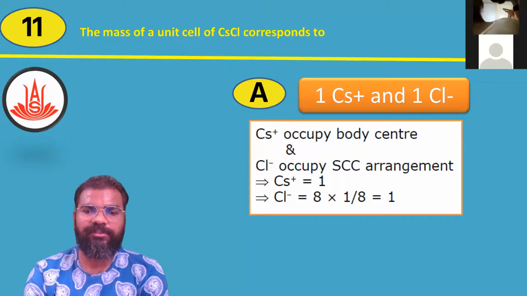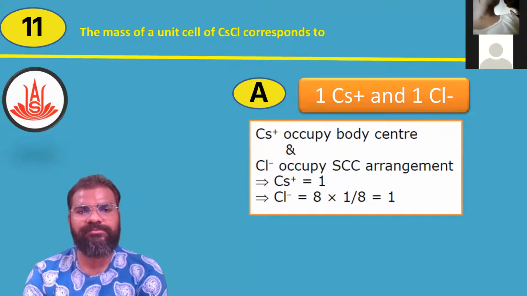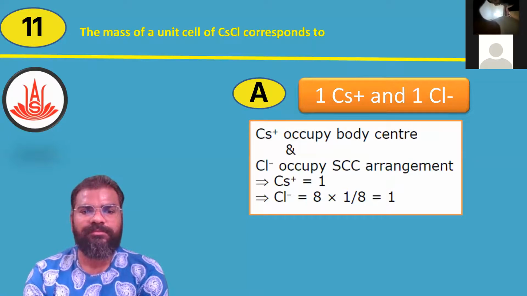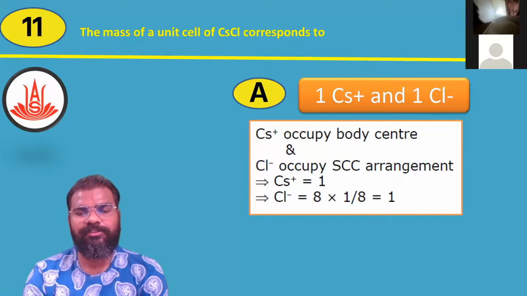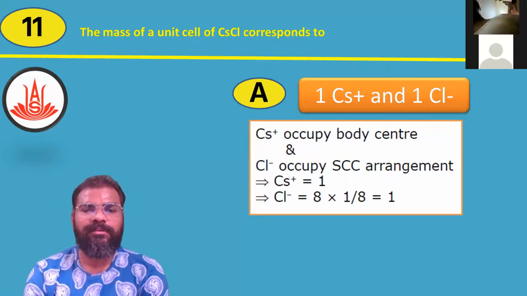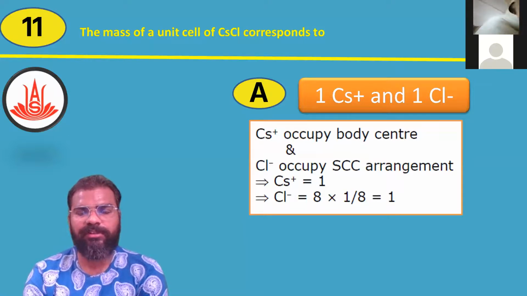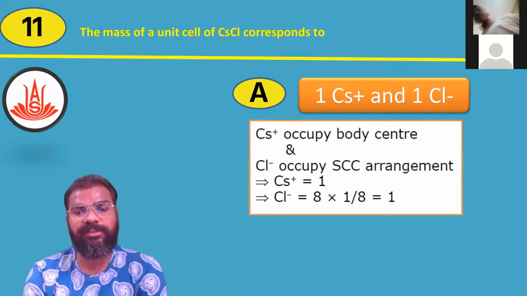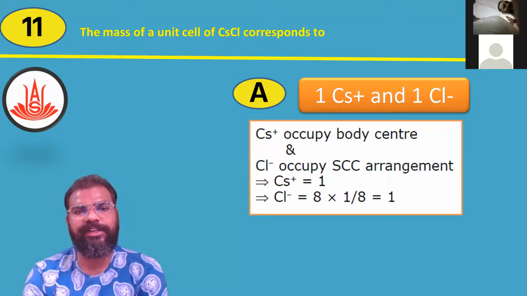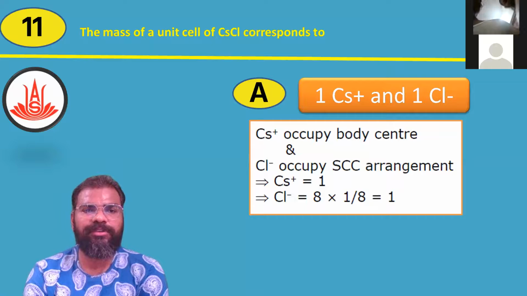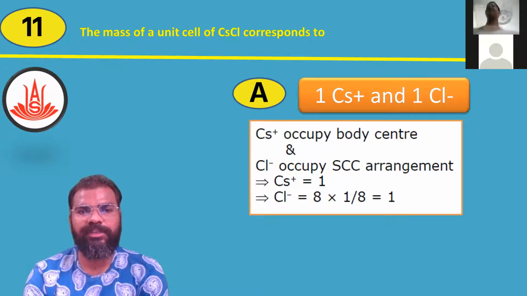So cesium plus occupies the body center and chloride occupies the simple cubic lattice. So for cesium plus it is 1, whereas for chloride it is 8 multiplied by 1 upon 8, 8 cancels, so it would be 1. So cesium and chloride both are 1 and 1.